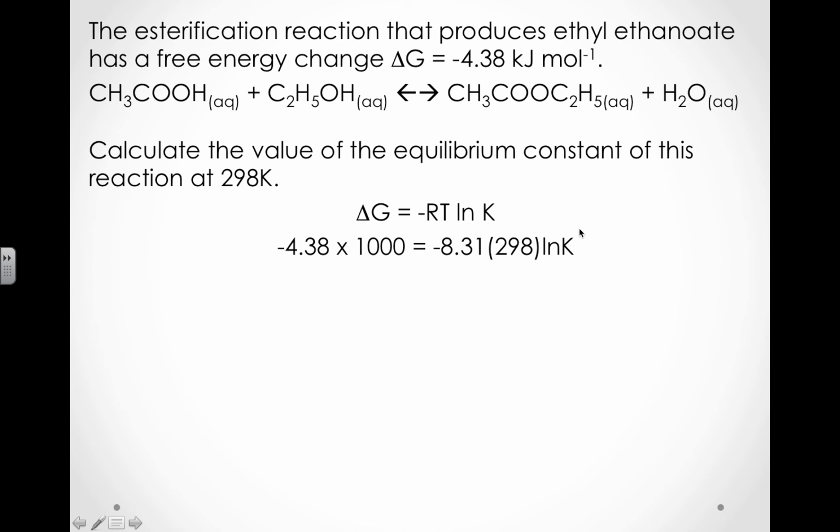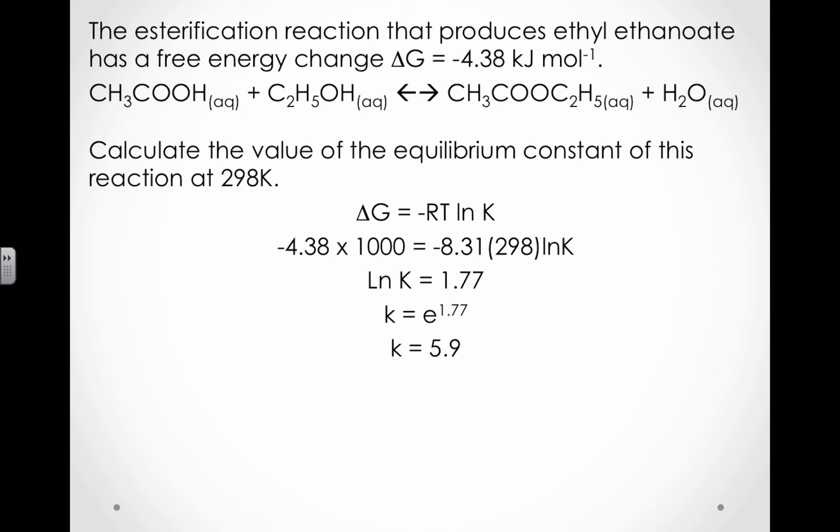Well, I'm going to solve this a little bit. So negative 4.38 times 1,000 divided by the product of these gives you 1.77. How do we undo a natural log? We use Euler's constant, that little lowercase e on your calculator. So e to the positive 1.77 will give us K. Go ahead and type that in your calculator, and hopefully you get 5.9. So these are kind of just plug and chug. You have to remember that that equation is there.